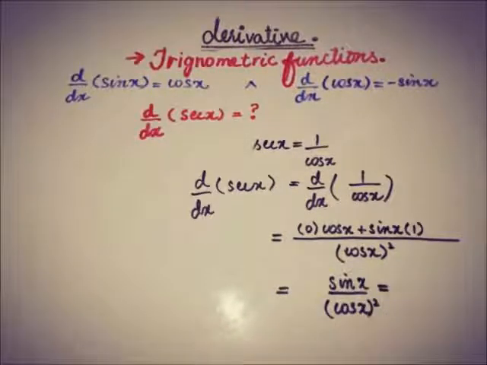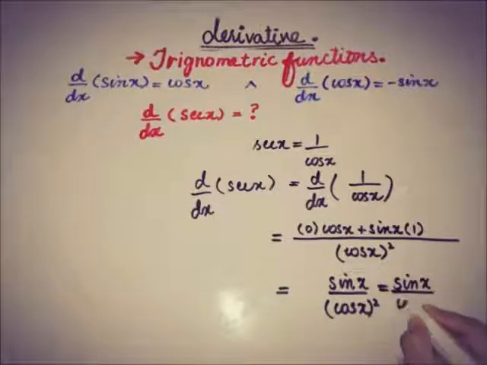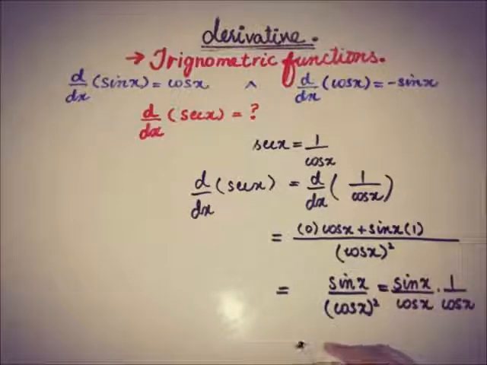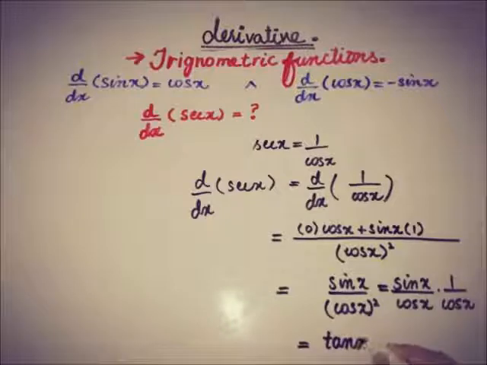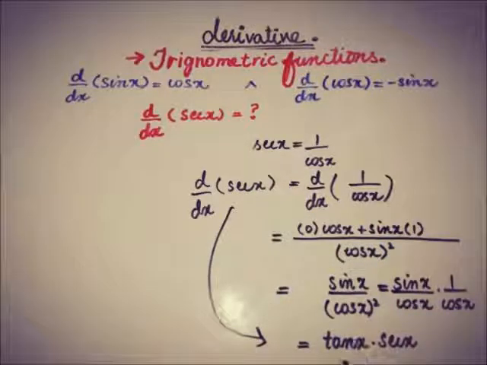This will be written as sin of x over cos of x into 1 by cos of x. And sin of x over cos of x, we know that this is equal to tan of x, and 1 by cos of x is equal to secant of x. So this is the rate of change of secant x: tan x into secant x.